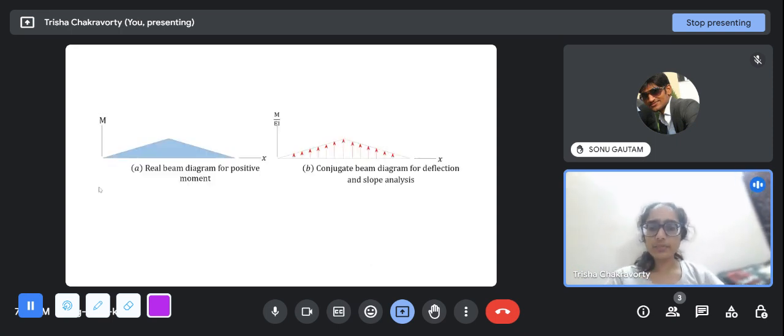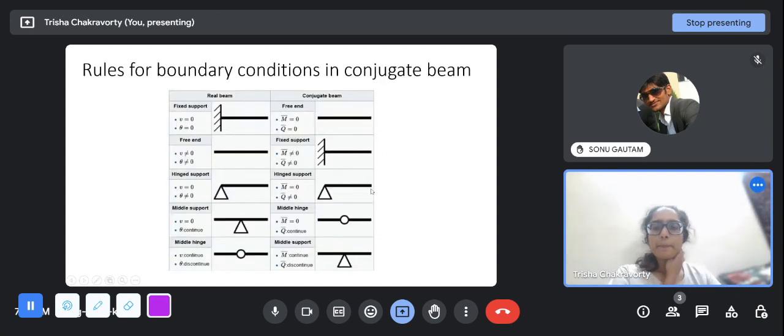So this is an example. If this is a real beam diagram for positive moment, like this is the M, then this M by EI will just be scaled by a factor of 1 by EI, and the load will be upwards because this moment is positive. This is the conjugate beam diagram for deflection and slope analysis. These are the rules for boundary conditions in the conjugate beam.